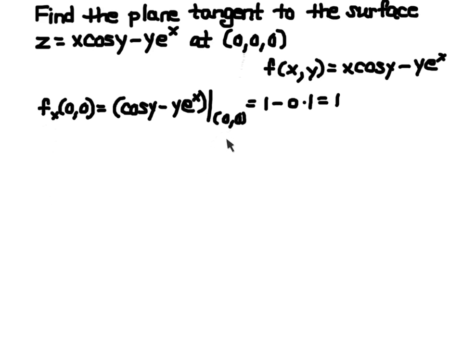And that's a 0, 0 there. It's a little hard to see. I don't know if I can fix that. Okay, so now let's find the partial derivative of f with respect to y at 0, 0.